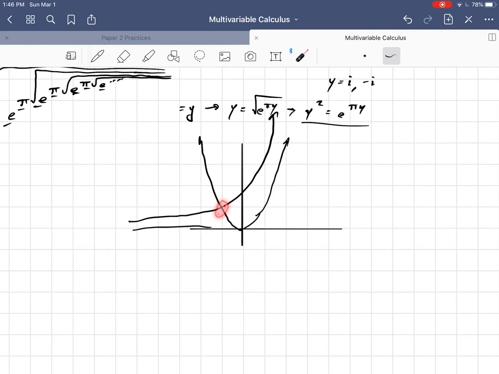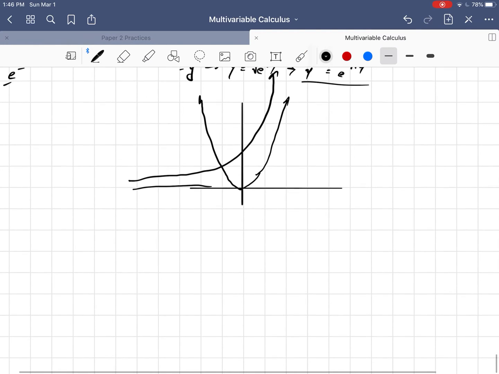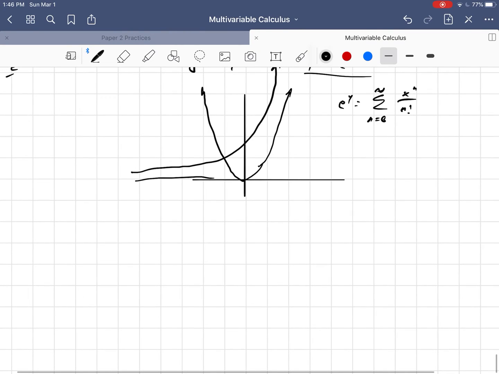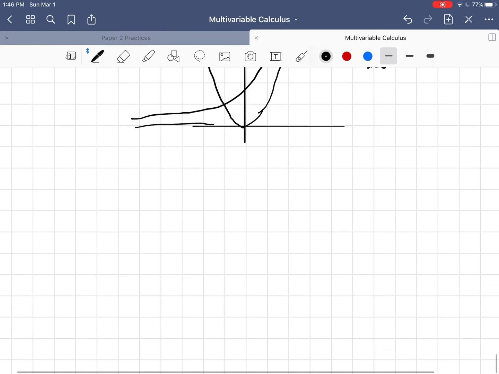It necessarily has to have an intersection point on the left side of this parabola, and there is no explicit way to get that solution. You could maybe approximate it with the Taylor series, e to the y being the sum from n equals 0 to infinity of, what is it? x to the n over n factorial. Yeah, okay.